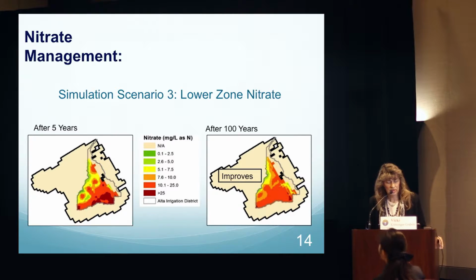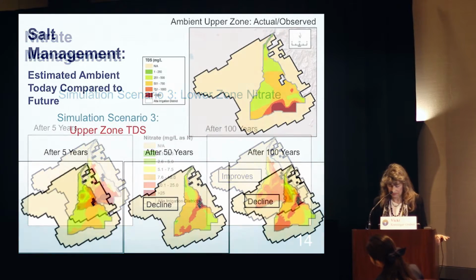In the lower zone, we had some improvement. So from 5 years to 100 years, we see a decrease in the intensity of the colors. But again, the orange color means it's still above the MCL of 10. So there's a large area that even after 100 years in the lower zone, in this scenario 3, the best of both worlds, is not moving towards an achievement of water quality objectives.